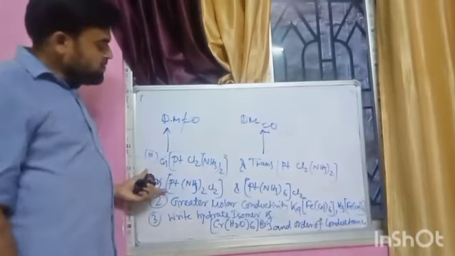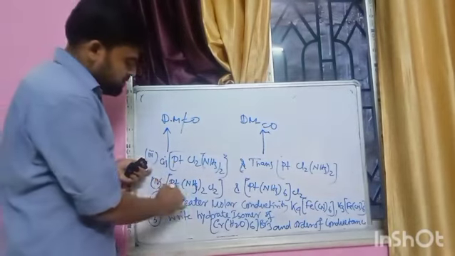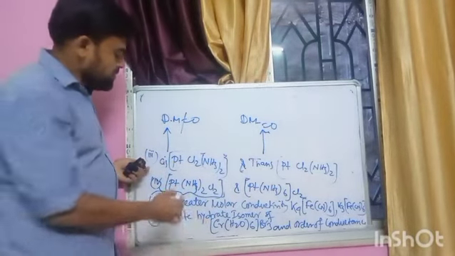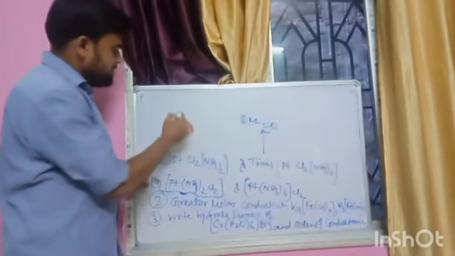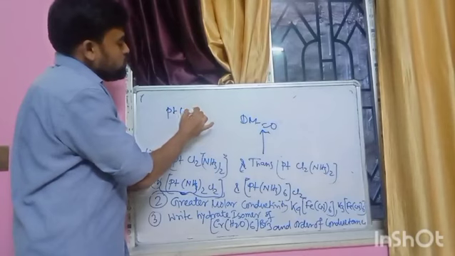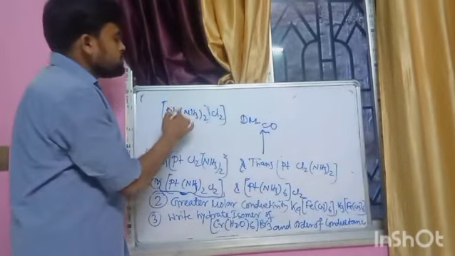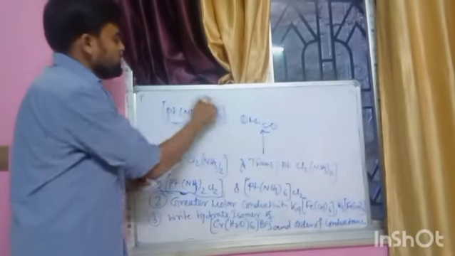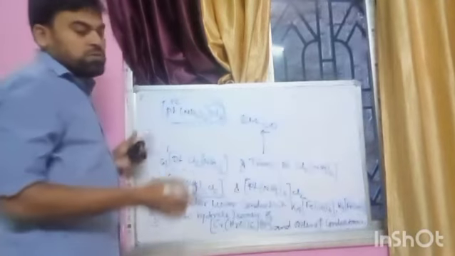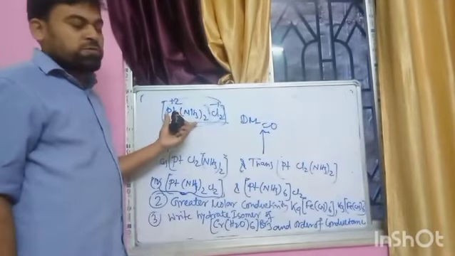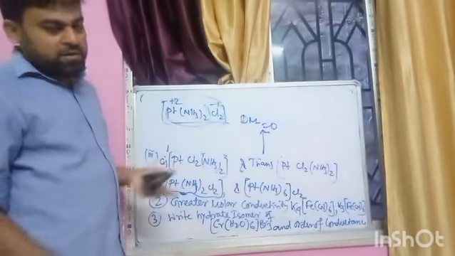Another question is [Pt(NH3)2Cl2] and [Pt(NH3)4]Cl2. Here, how many ions are there? There are no ions. It is a non-electrolyte. [Pt(NH3)2Cl2] is a non-electrolyte, as there are no ions. Pt is +2 and Cl is -1, so the charge is balanced by +2 and -2. No ions form, so it does not act as an electrolyte.